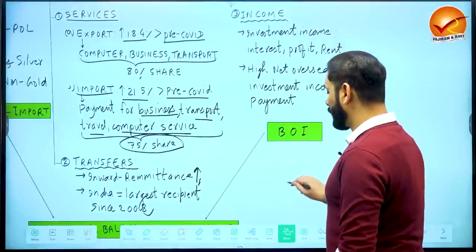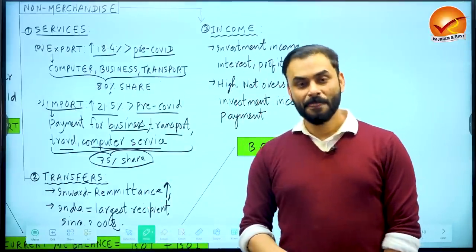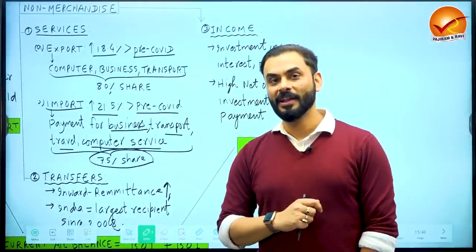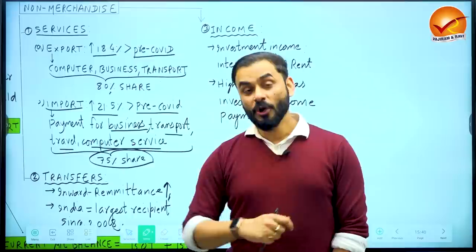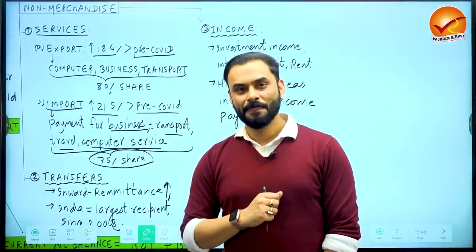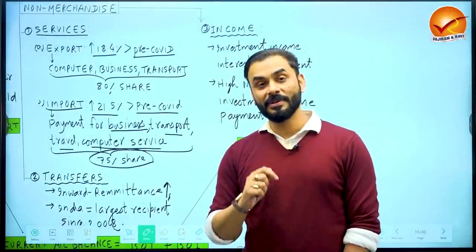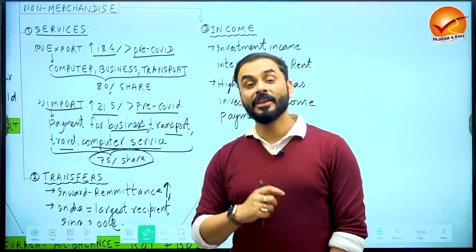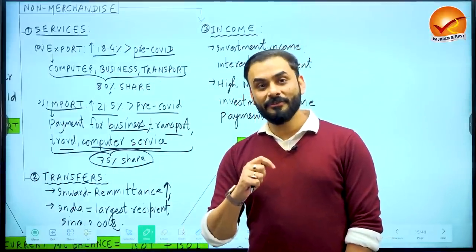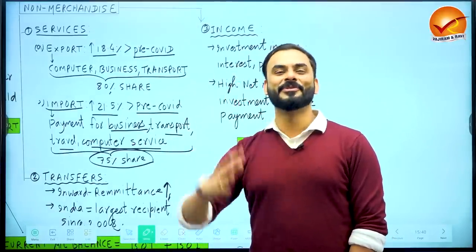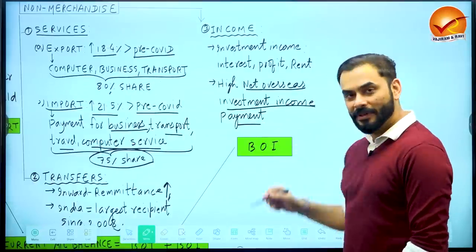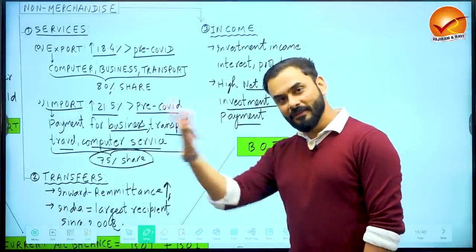Let's talk about income. You remember, guys, when we started this lecture today, we discussed this small point: when you invest in some other countries, what do you get? You get interest, you get rent, you get profit. When people from other countries invest in India, they also get interest, profit, rent. So when it comes to income, it would seem Indians are at an advantage if we get more interest, more rent, more profit. But it's the opposite. Actually, we pay more interest, we pay more rent and we give away more profit. That is what is mentioned. So in terms of net overseas investment income, we pay more, right? We give away more, we get less.